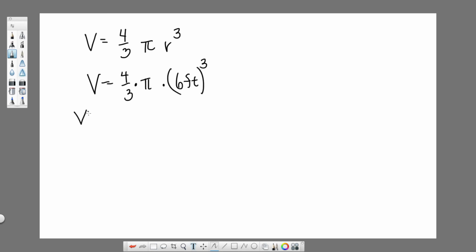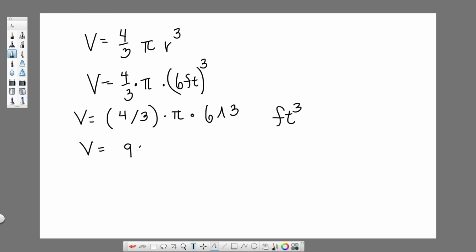So in my calculator, here's how I punch it in. I put parentheses 4 divided by 3 times pi times 6 raised to the third power. I know when I cube feet, I'm going to get the final answer in cubic feet. So when I punch it into my calculator, I get 904.78 cubic feet. And for another repeat, if you don't use the pi key and use 3.14, your answer will be close, just not exact.